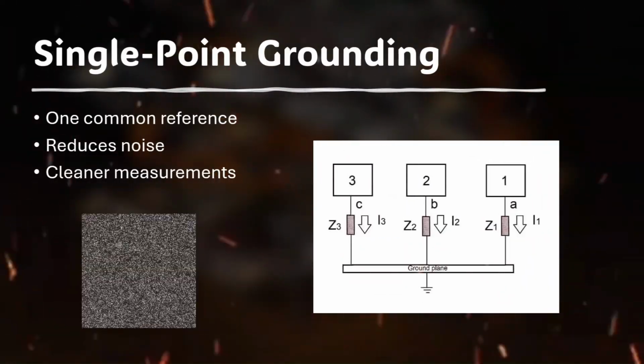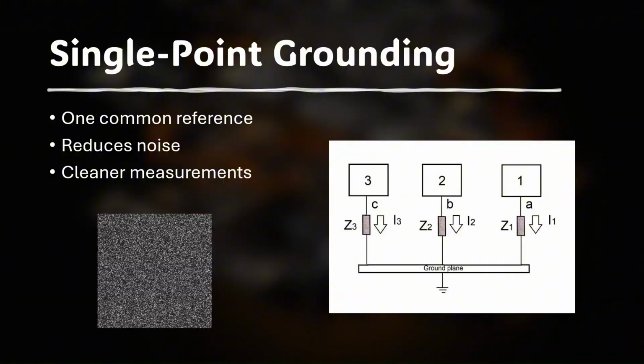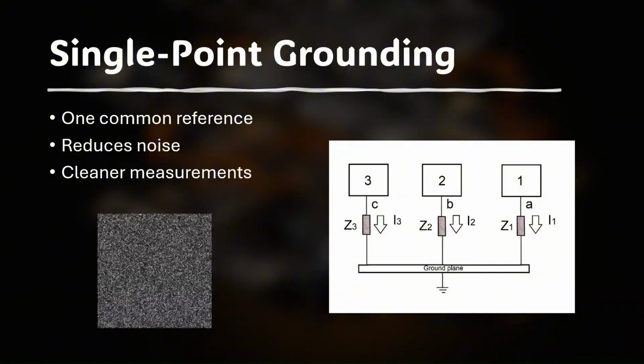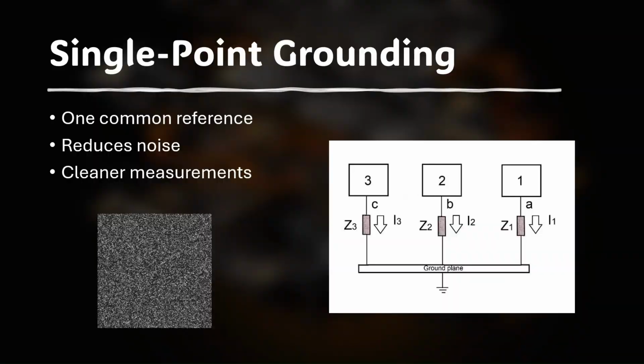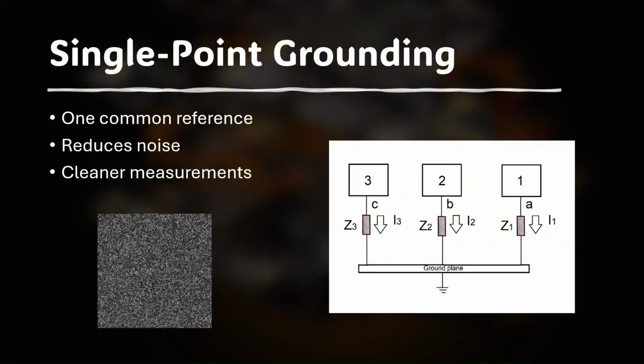Single-point grounding. A common solution is single-point grounding, where all grounds meet at one location. This minimizes voltage differences and reduces noise coupling between parts of the circuit. While not always practical, it's a powerful concept to understand.